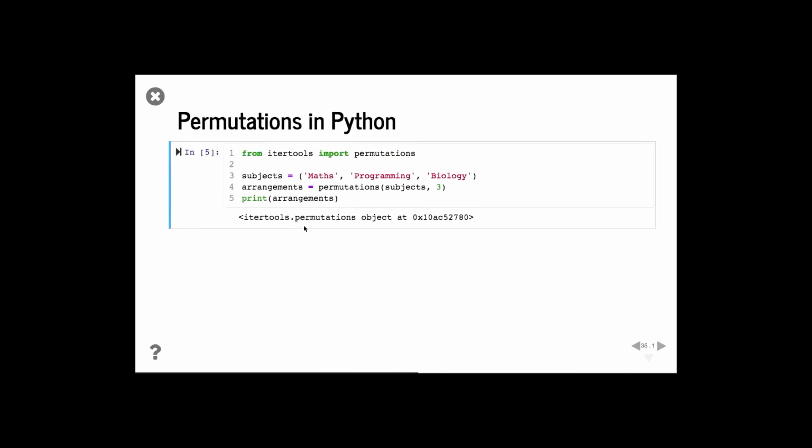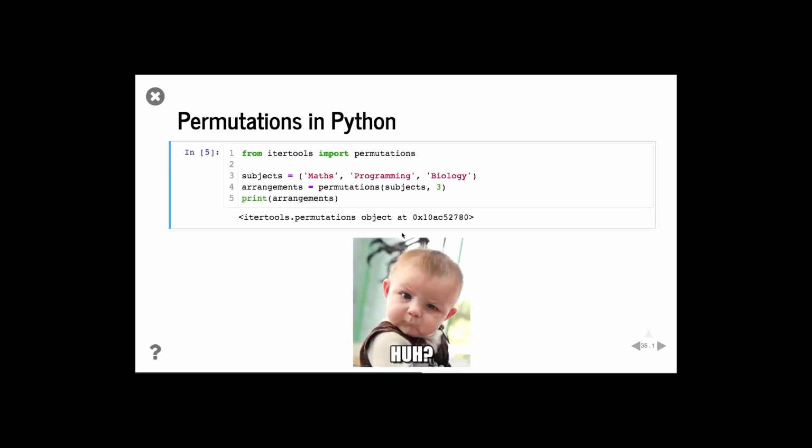So if we're teaching this to a student, we might give them an example like this. All they need to do is import permutations. They create some collection of things they want to permute, in this case, subjects, maybe for a timetable, and they run this permutations function. And they go, great, that's worked. Let's print out the result. And we get this itertools.permutations object.